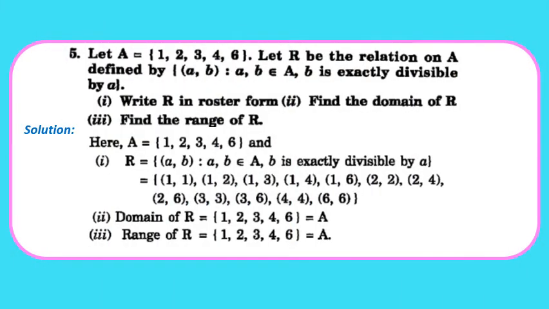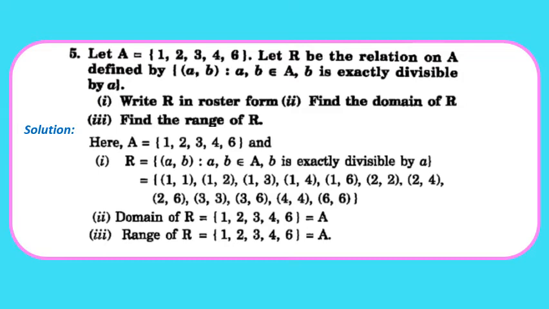Next is question number 5. Let the set A be equal to {1, 2, 3, 4, 6}. Let R be the relation on A defined by the ordered pair (a, b) such that (a, b) belongs to A, b is exactly divisible by a. The second element must be divisible by the first element. Write R in the roster form, find the domain of R and find the range of R. Okay, so here we have A is equal to {1, 2, 3, 4, 6}. So R equals to (a, b) such that (a, b) belongs to A and b is exactly divisible by a.